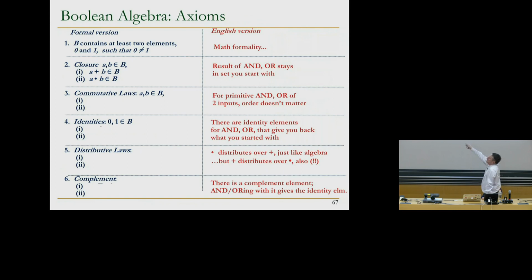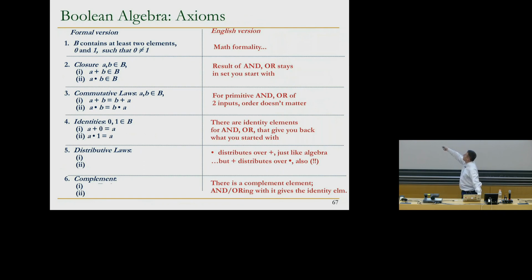And they are very boring. Like B contains at least 2 elements, 0 and 1, such that 0 is not equal to 1. And here, this is a nice English version. It's just a formality. You define 2 different operations. You can say, yeah, I have 2 elements. If I add them, I'm still an element of B, meaning that I still have a 0 and 1. If I multiply them, I have 0 and 1. Then comes the commutative laws. And you say, you know, A plus B equals B plus A, or A and B equals B and A.